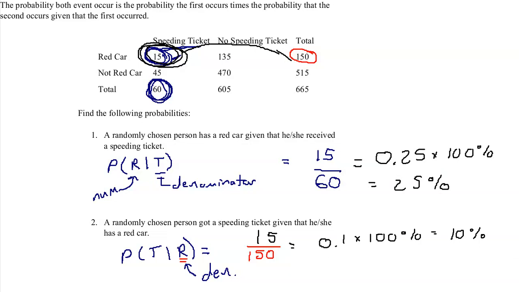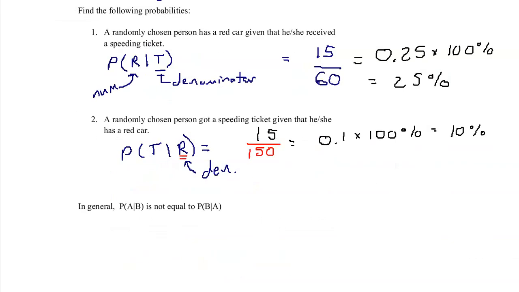These are different things. And that leads to a pretty important thing to notice here, which is that our conditional probabilities, the probability of A given B, is in general not equal to the probability of B given A. What we know, what our denominator is, makes a big difference.